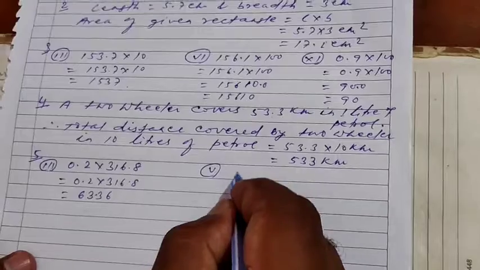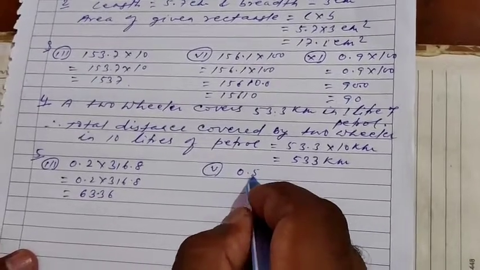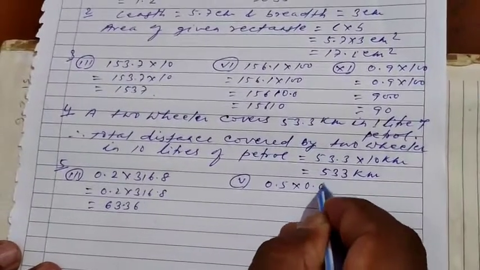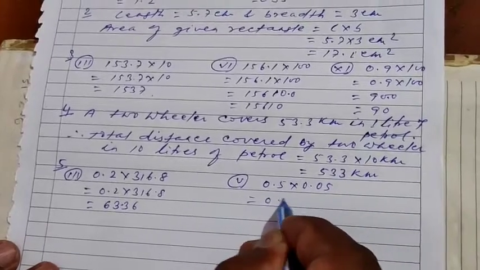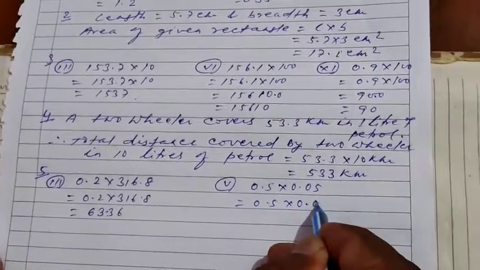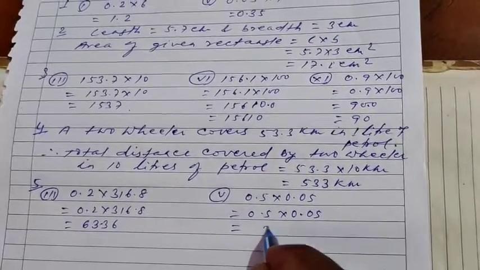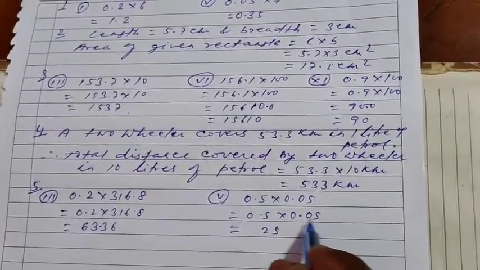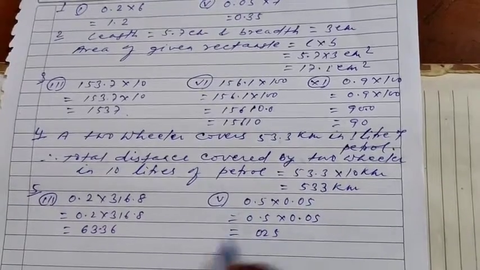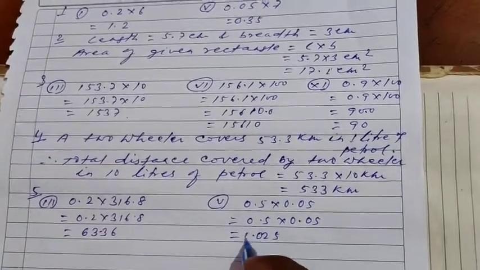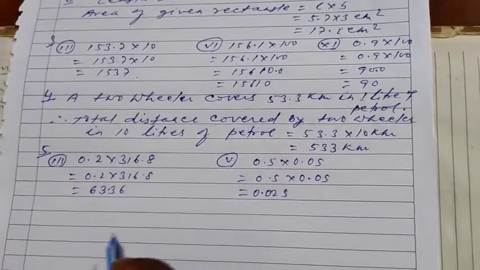Now question number 5. Question number 5 is 0.5 into 0.05. The product of these two is 5 fives are 25, and we write decimal after 3 places. Therefore we write 0 here and now decimal 0. This is the answer, 0.025.